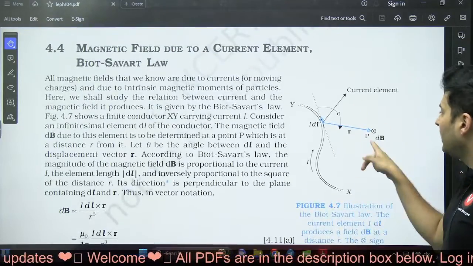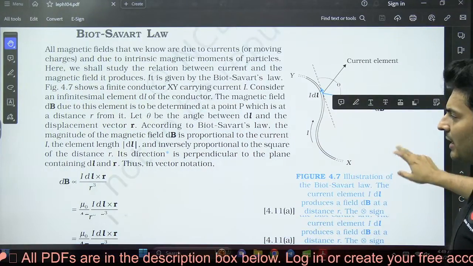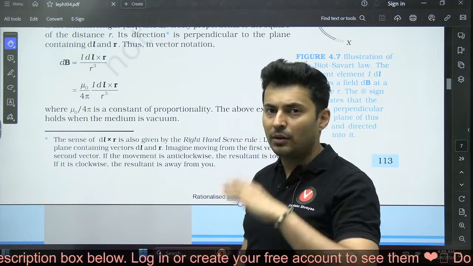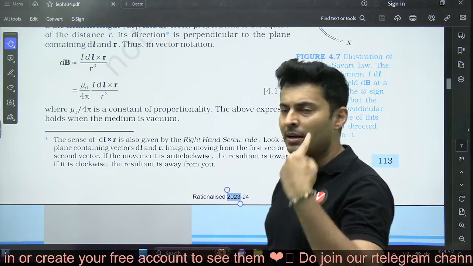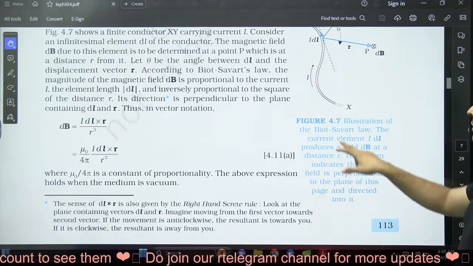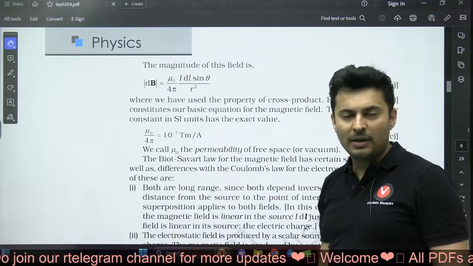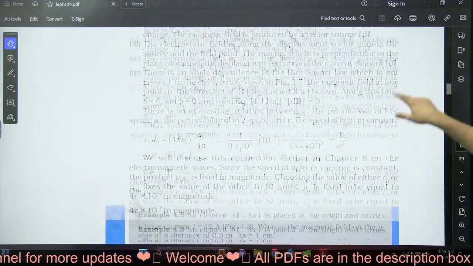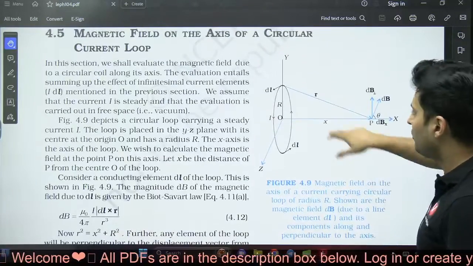Biot-Savart law gives you the magnetic field at any point due to any current carrying element. I is the current, dl is the element, and the formula has the constant mu naught by 4 pi, which is 10 to the power minus 7, into I dl cross the position vector r, divided by r cube, where r is the distance at which you are measuring the field from the current element. That is your Biot-Savart law. To find the magnetic field due to the entire wire, you integrate the net field, and you will get the answer.